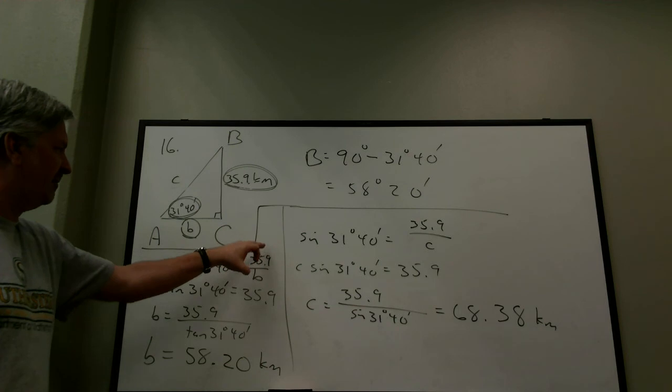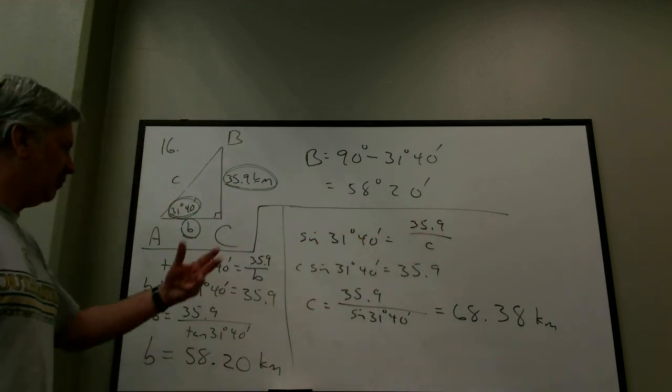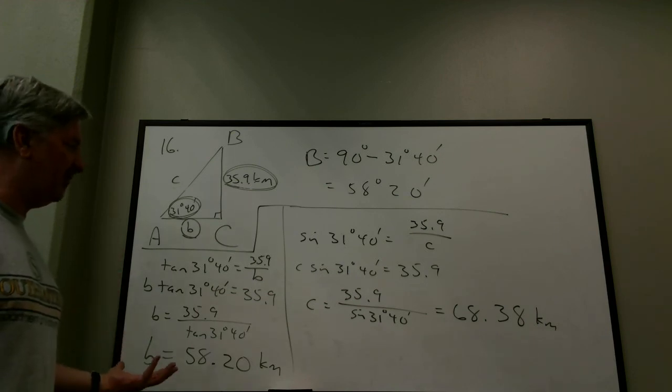Tan of an angle is opposite over adjacent. Sine of an angle is opposite over hypotenuse, right? And then you do some algebra. Now, something I didn't use Pythagorean theorem to find my answers.